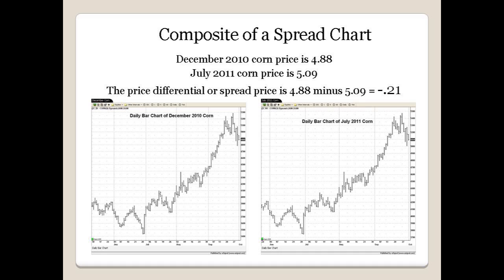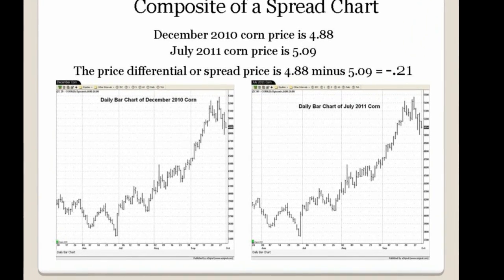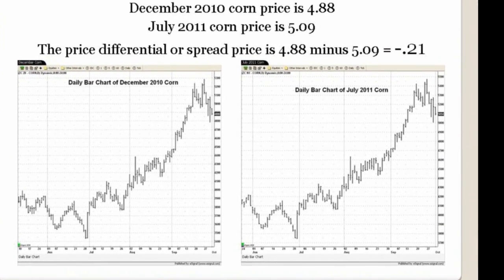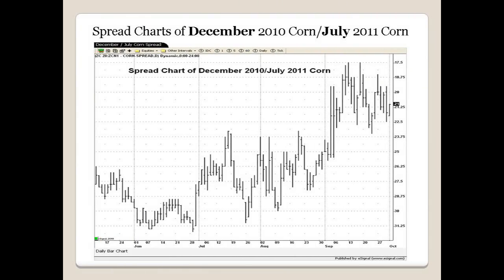Let's have a look at how a spread chart is created. As you can see in this slide, it is difficult to distinguish any difference between the two contracts in a chart. They appear to be identical, but when you subtract the price of December corn from July corn, you find the price differential, or spread price, of -21. When you combine the two contracts, you create a new futures contract and chart called the December-July corn spread.